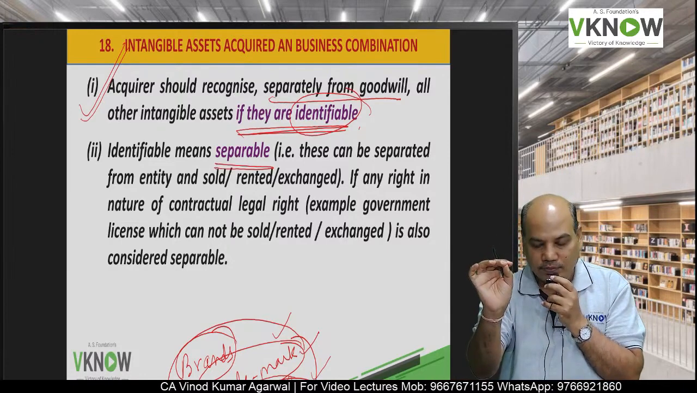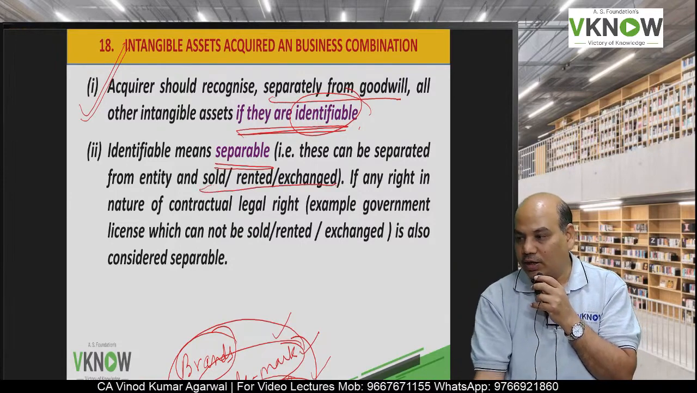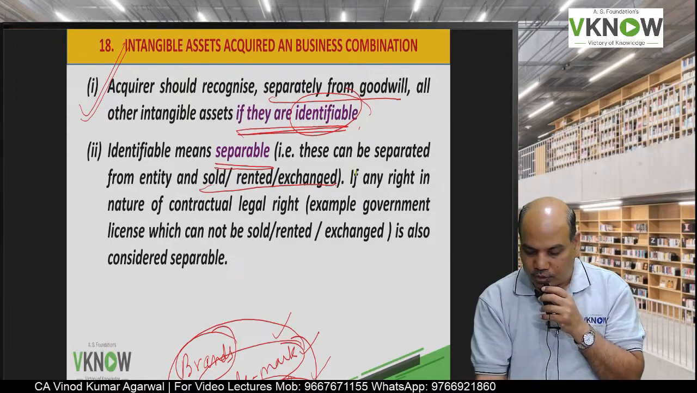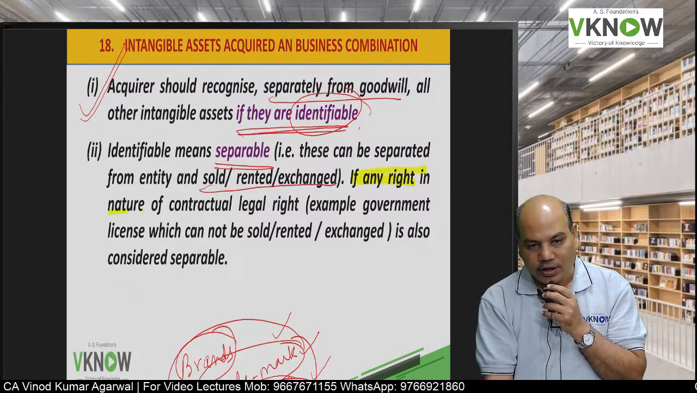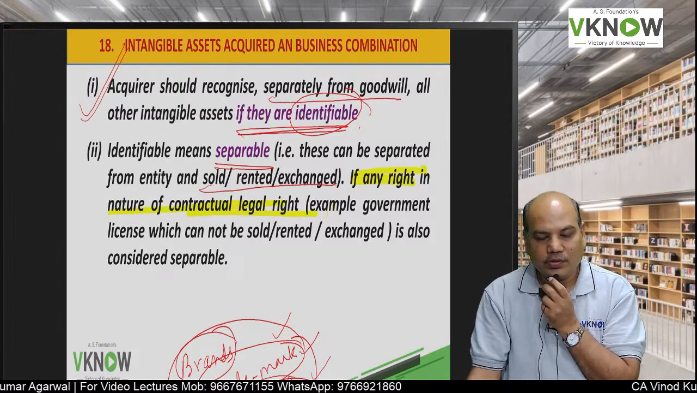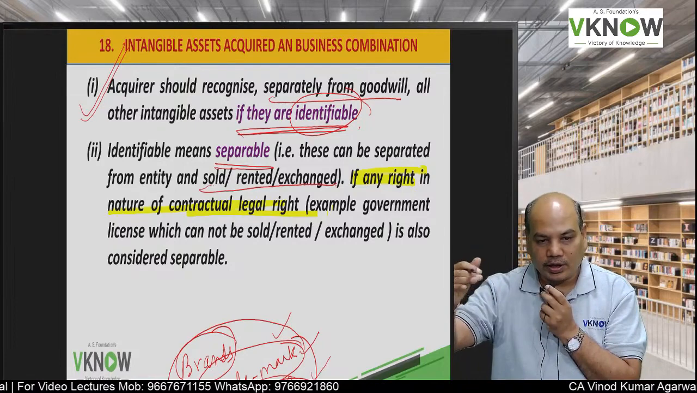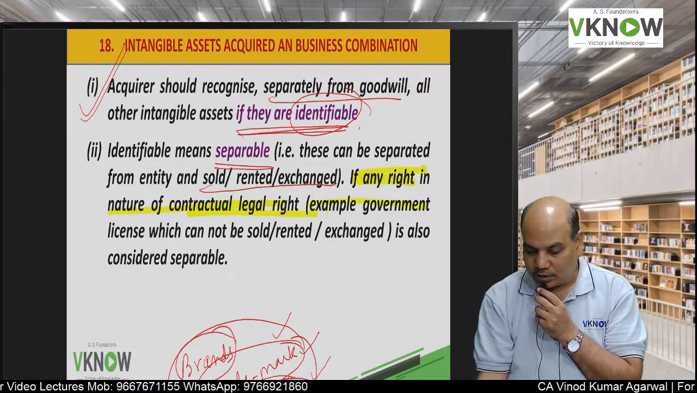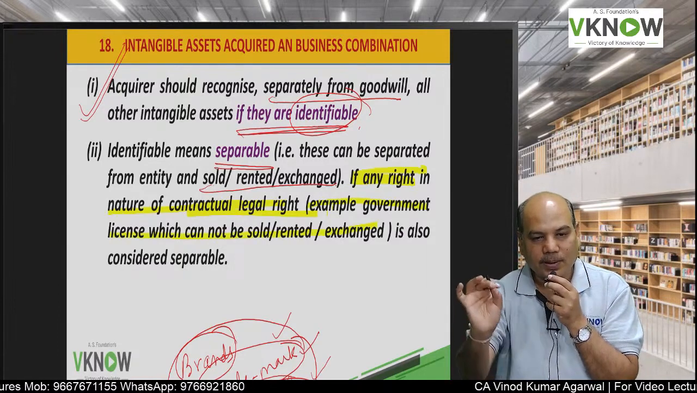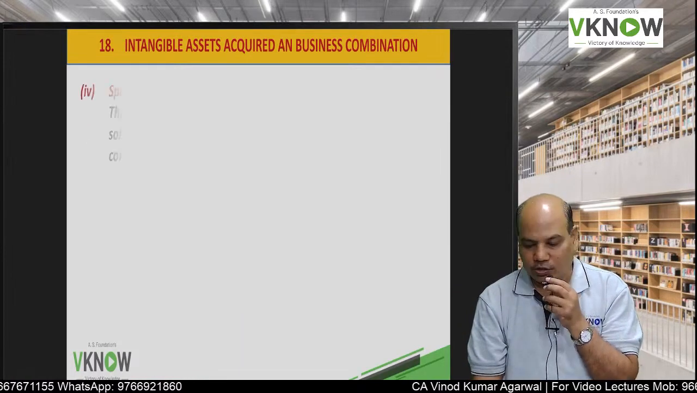Identifiable means separable. Separable means they can be sold, rented and exchanged. But again there is a small exception. If any right is a contractual or legal right, it may not be sold, rented or exchanged. Example, government license, then also it will be treated as separately identifiable. In other cases you have to apply the test of separability.